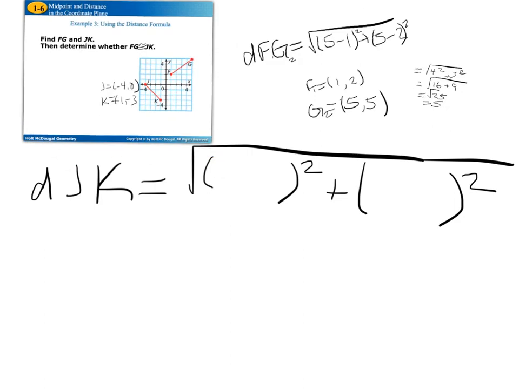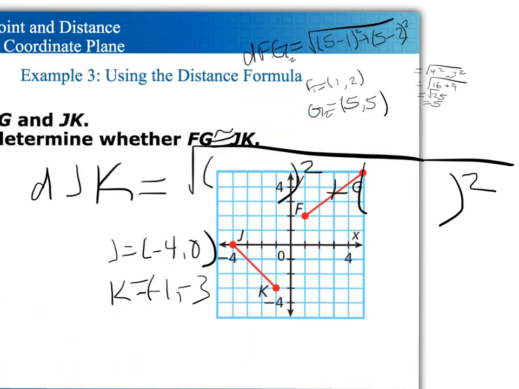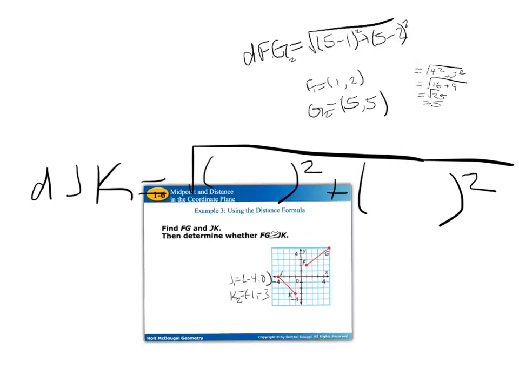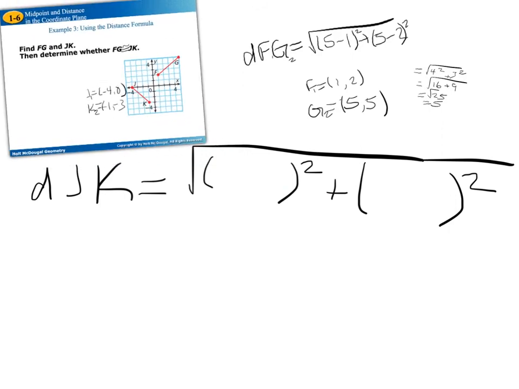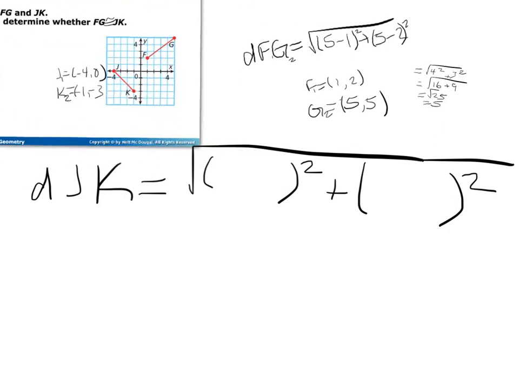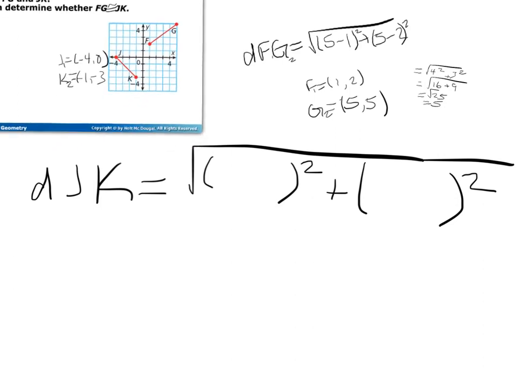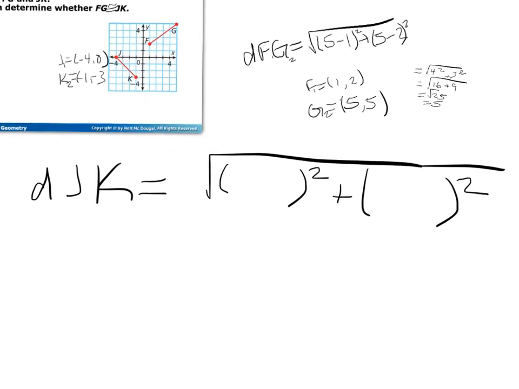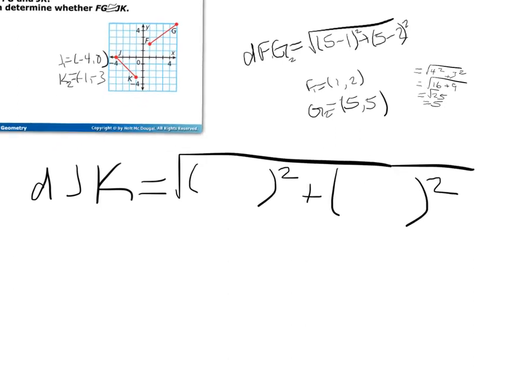Okay, so now I'm just going to use my points again. Since they give it to me as JK, J is point 1, K is point 2. This distance formula will work even if you chose J to be point 2. It does not matter which one you choose to be point 1 or point 2, as long as you keep your x and y the same. So if you're going to call K point 2, make sure you use -1 and -3 as your point 2.